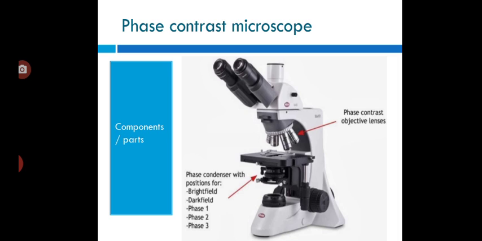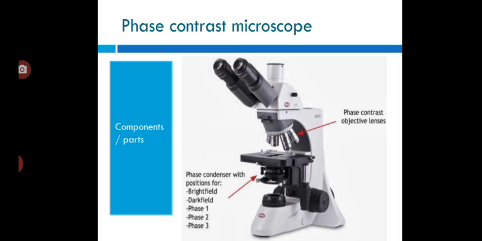Coming to the parts and components of the phase contrast microscope, this phase contrast microscope is basically a specially designed light microscope with all the basic parts, in addition to which an annular phase plate and annular diaphragm are fitted.